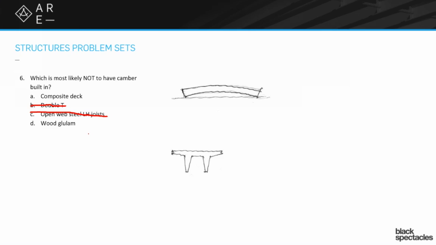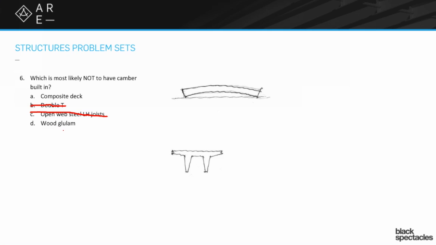Right. So then the real question is between A and D, composite deck versus wood glulam. What do you want to say about the wood glulam? Well, wood glulam is a manufactured product, so if you wanted to put a camber into it, you certainly can. It's an easy material to put camber into. Because you're making it up, right?